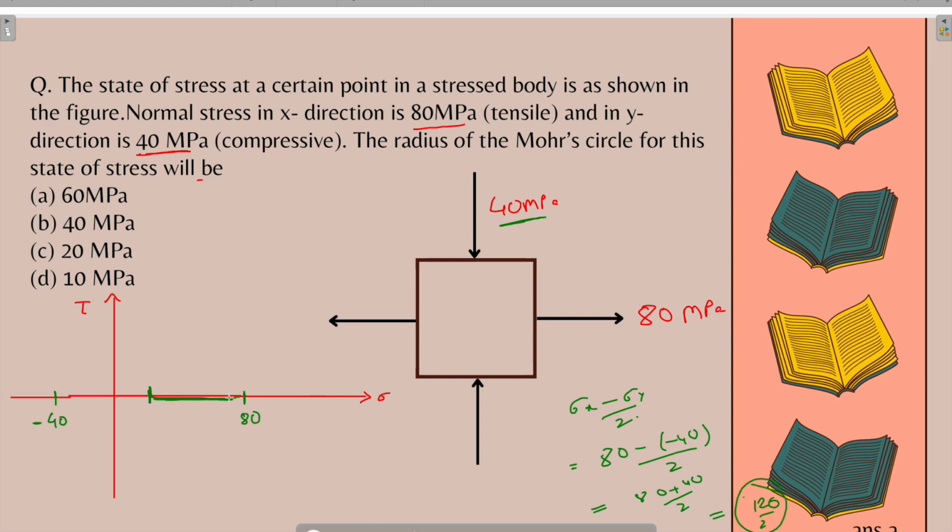You have to find the radius. This will be this coordinate minus this coordinate by 2. Actually, the diameter is given to you, the coordinates of the diameter. This distance is 40 and this distance is 80. Now you just have to find the radius. How will you do that? 80 plus 40 by 2, right? The diameter is already given to you, so it will be 60 MPa. Easy. And this was also a previous year ESE question.